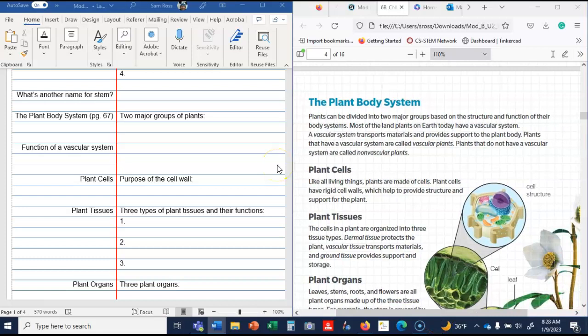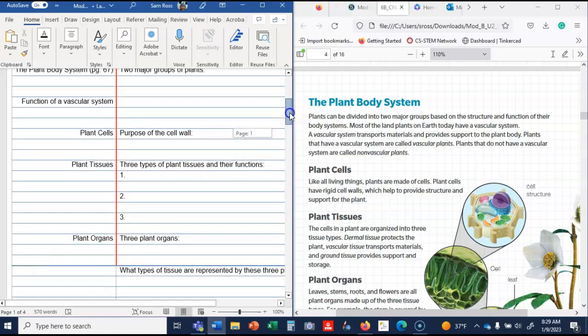There are 2 major groups of plants. Plants can be divided into 2 major groups based on the structure and function of their body systems. They are vascular plants and non-vascular plants. The function of a vascular system: a vascular system transports materials and provides support to the plant body.